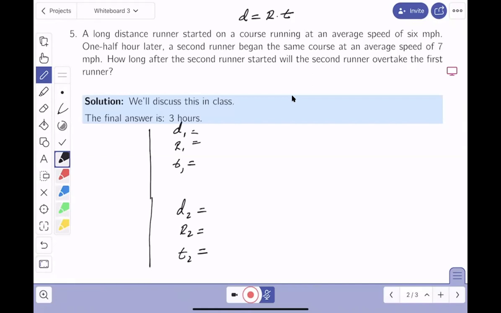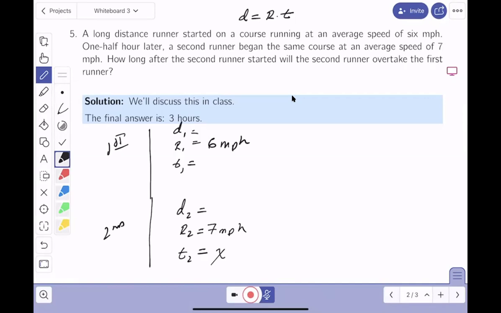So a long distance runner started on a course running at an average speed of 6 miles per hour. So write this over. That's a rate, 6. It's 6 miles per hour. Now, I might not understand this part here, but it says 1/2 hour later, a second runner began the same course at an average speed of 7 miles per hour. How long after the second runner started? This is the second runner. This is the first guy. I don't know. He's running for X hours. Will he overtake the first runner?